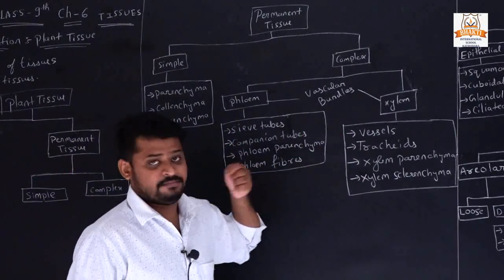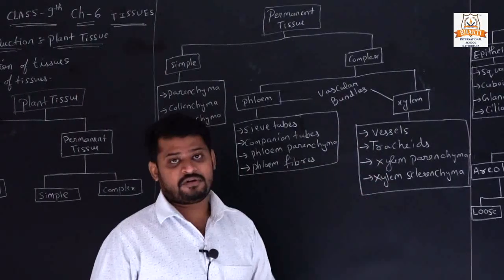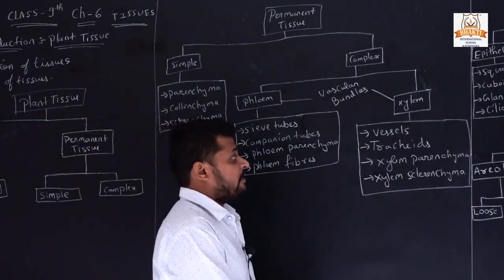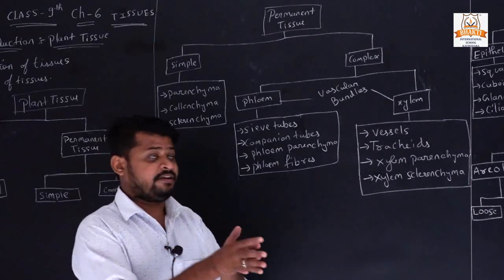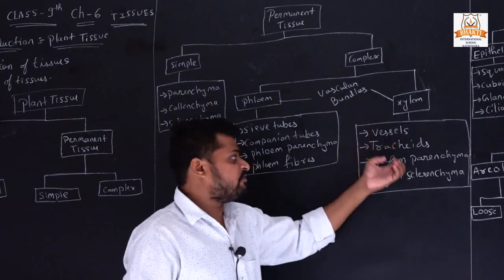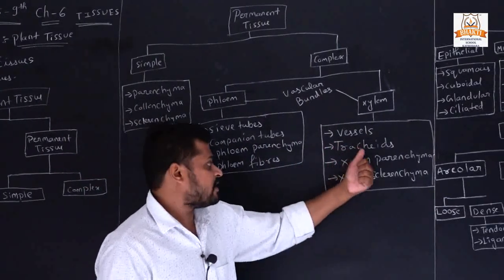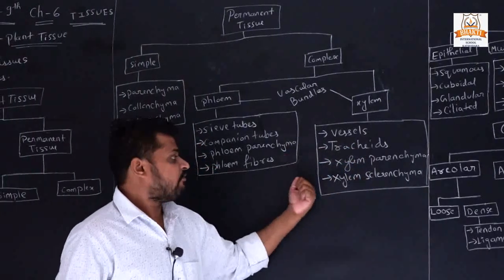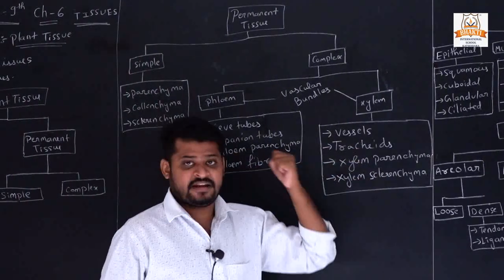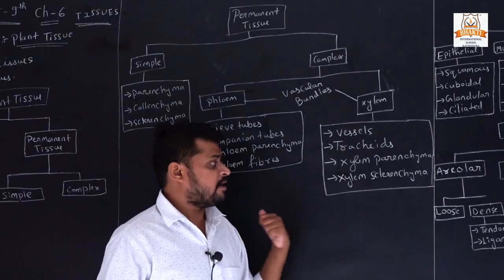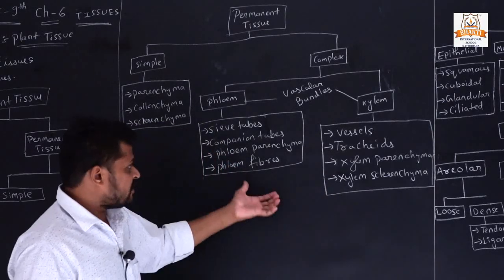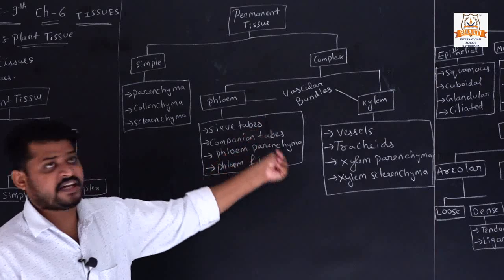Then xylem. Xylem also has four important parts that perform the full activity of xylem with the help of these four parts. One is vessel, second is tracheids, third one is xylem parenchyma, and last one is xylem sclerenchyma. So these are the subparts of phloem and xylem.